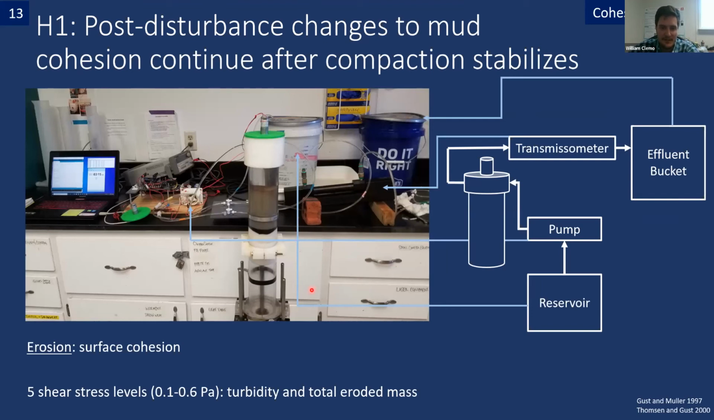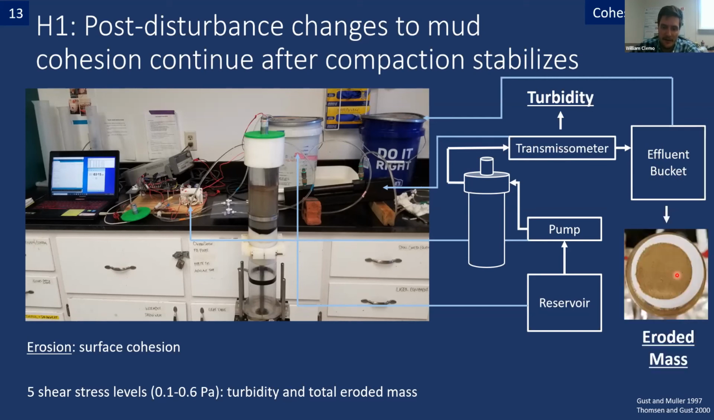So this device uses a spinning disc and a pump that exerts the shear stress on that sediment surface. And then it passes the eroded material through the transmissometer, which is basically a turbidity sensor. So that provides us with turbidity data, and then it's collected in a bucket at the end, which we can then filter to get a value for the total eroded mass at each shear level. So basically we have these two erosion measurements that we expected would both decrease over time with increasing surface cohesion.